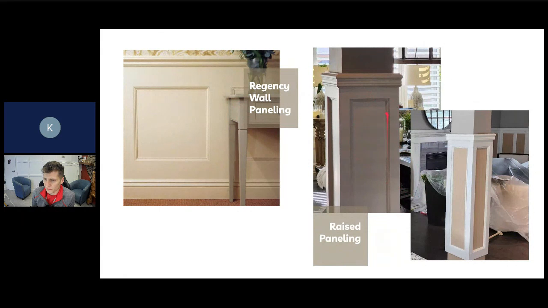And then raised paneling. So this one we talked about in the other slide there. This is another example on a column. And you can see how these outside edges are raised. There's quite a bit of depth. So the raised paneling, that's the difference, is that it has depth.